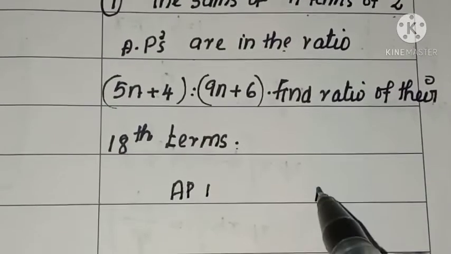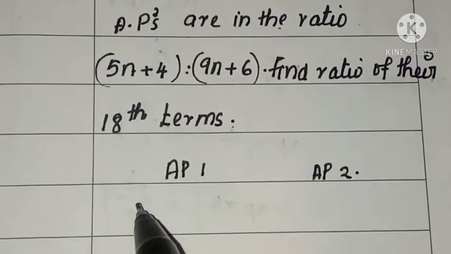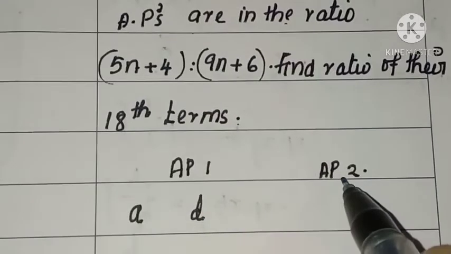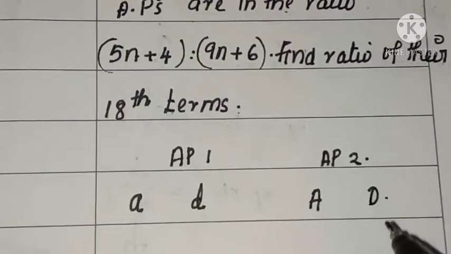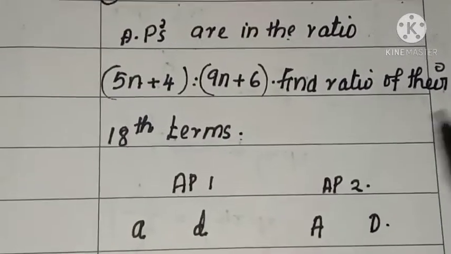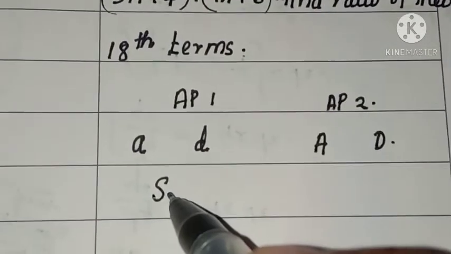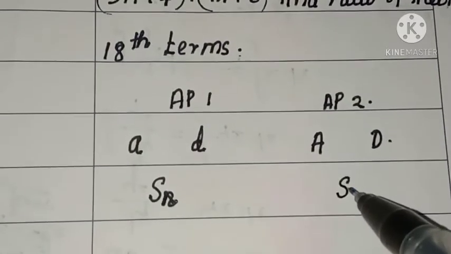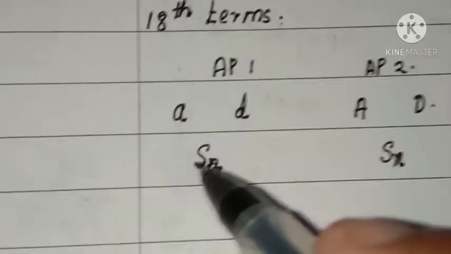AP1, AP2. Let us consider the first term of this AP is A and the common difference is D. In this case, the first term is capital A and the common difference is capital D. Okay. Now, the sum of n terms can be written as S small n. Now, write the formula.